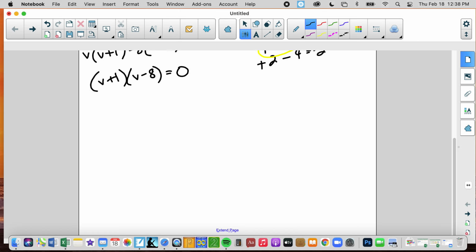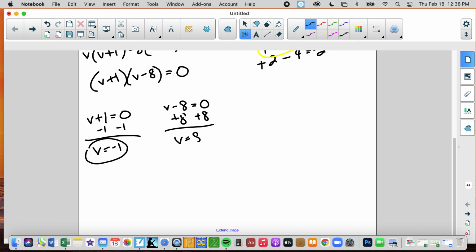Now that it's equal to 0, we like that because the product of two numbers that equals 0, that tells me one of those numbers must be equal to 0. So I'm going to separate and I'm going to find out what v value, when it's added to 1, would equal 0 and what v value minus 8 equals 0. So now we have a simple one step. I'm going to isolate the variable and get v equals -1. I'm going to isolate the variable and I get v equals 8. So my solutions are -1 and 8.